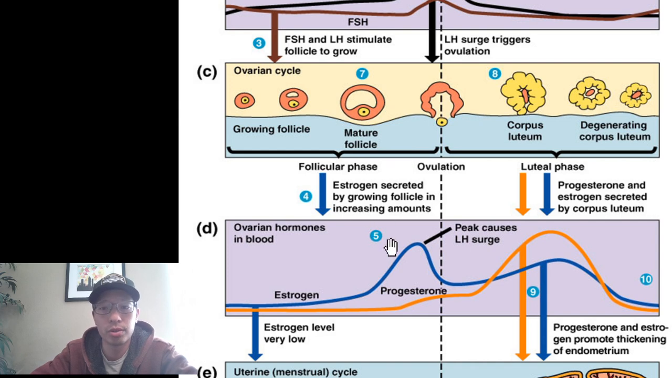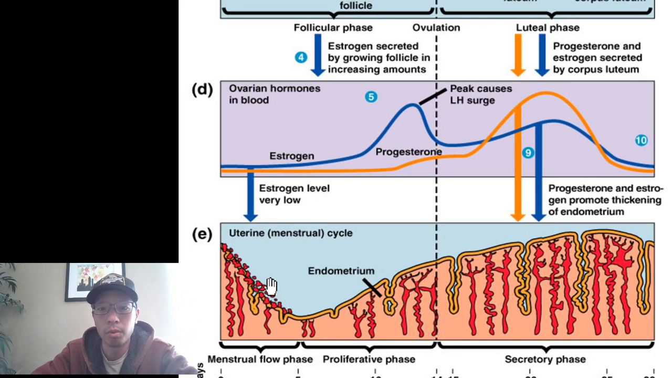And what estrogen and progesterone do is that as the egg is being matured and released, the estrogen and progesterone are communicating with the endometrium in the uterus to tell the uterus to start getting ready for that egg to be received.